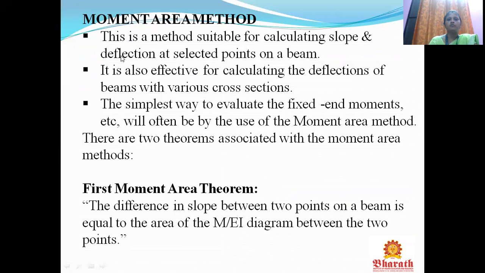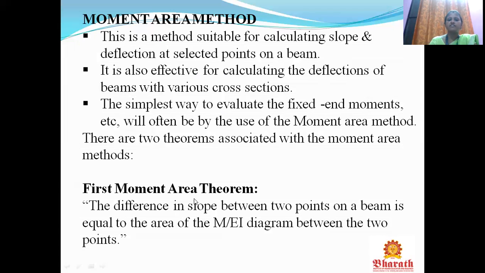Next, coming to the moment area method. This moment area method is suitable for calculating the slope and deflection at selected points on the beam. It is effective for calculating the deflections of a beam with various cross sections. It is a very simple way to find fixed end moments, etc. So we will often be using the moment area method. This is the important method for finding slope and deflection.